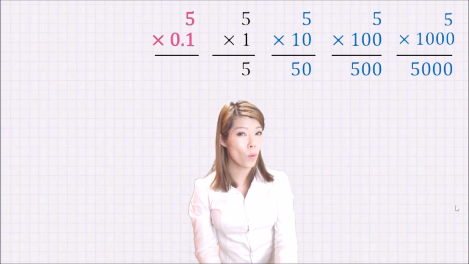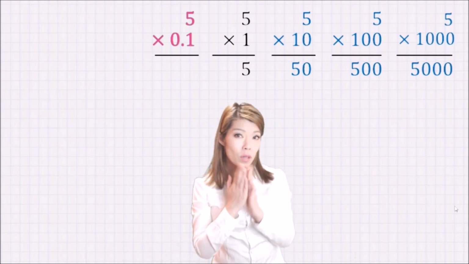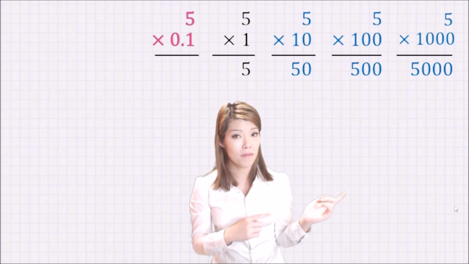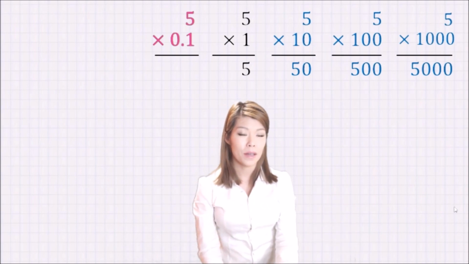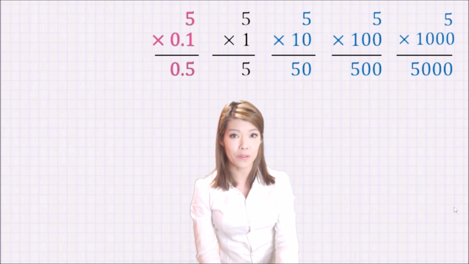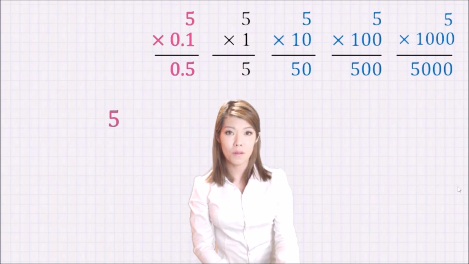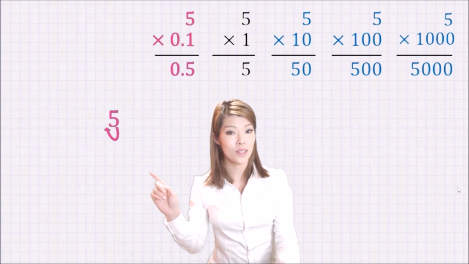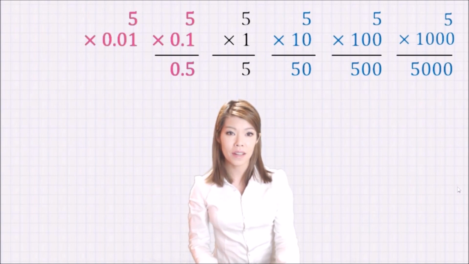So 5 times 0.1. So this time we want to get smaller. And to get smaller, which way would we move the decimal point? If we move that way once, we will get 50. So we need to move that way to get a little bit smaller, because 5 times 0.1 is 0.5. Let's have a think about where we moved the decimal point. So we started with 5 with the decimal point there, and we moved it to the left this time to get 0.5.